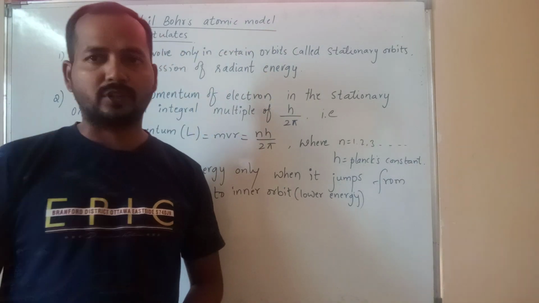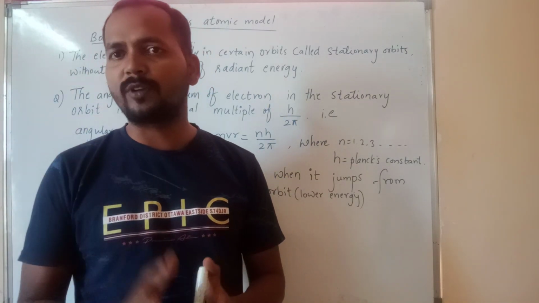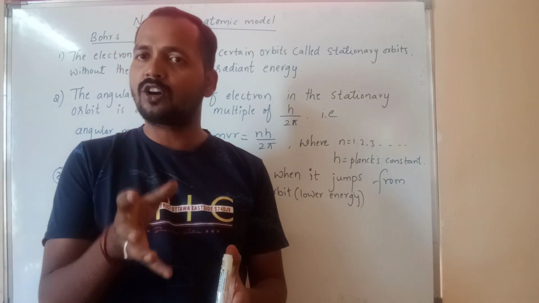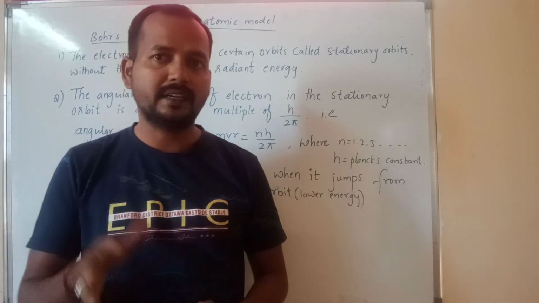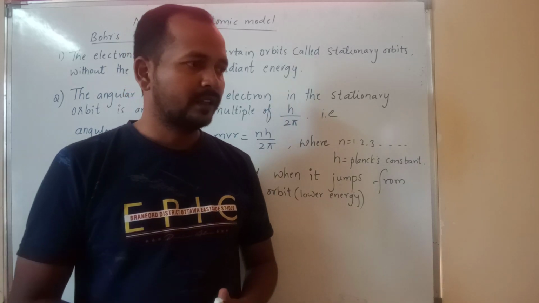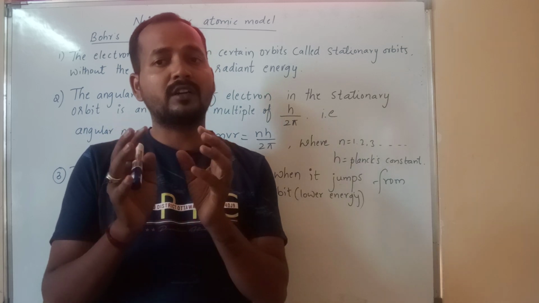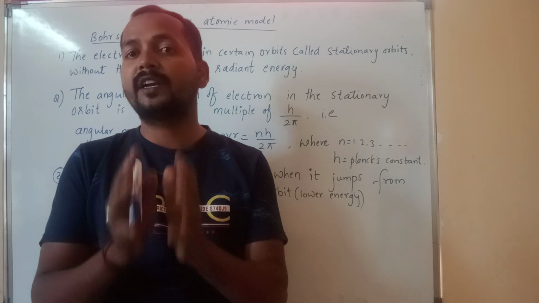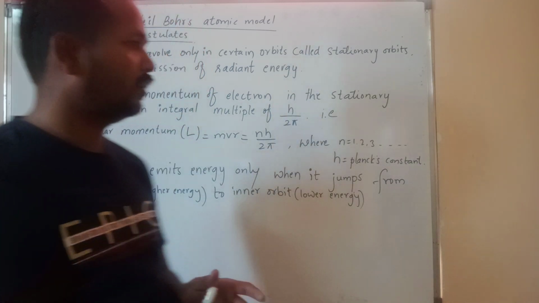He gave 3 postulates. The first one is, he just altered the Rutherford atomic model. According to Rutherford, the electrons are revolving in the orbit around the nucleus with radiating energy, correct? But Niels Bohr said that the electrons revolving around the nucleus revolve in only certain orbits, and that too without emission of radiant energy. Such orbits are called stationary orbits. That is the first postulate.